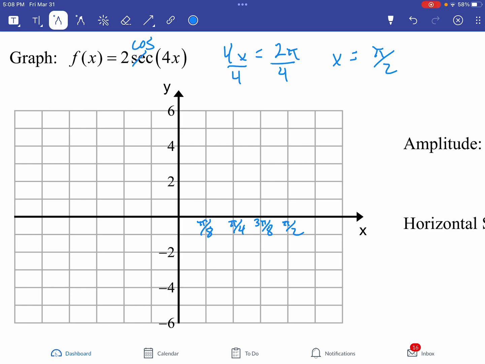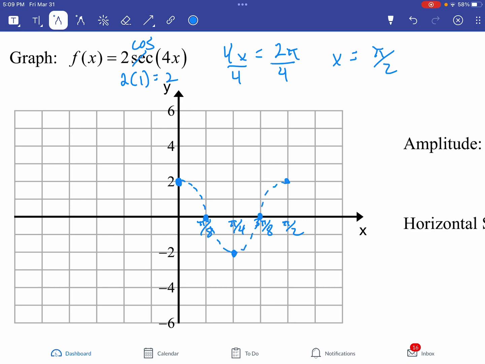Next, my horizontal shift. There is no horizontal shift because nothing is being added or subtracted inside the parentheses. So I can skip step 2. Step 3, the first point. I have 2 times cosine starts at 1, gives me 2. So I have 2 here. Now I use the amplitude to find the rest of the graph. Amplitude is 2, so I go down 2 more, up 2, and up 2 more. Now, because I'm graphing secant and not cosine, this is going to be a dashed line.